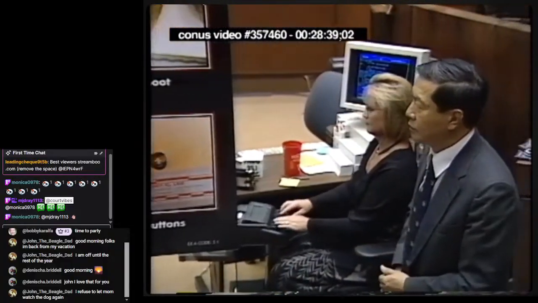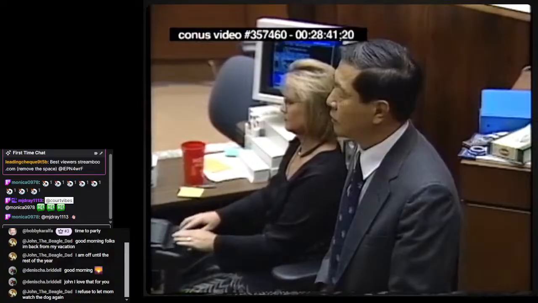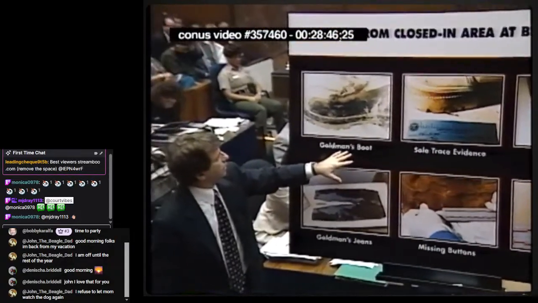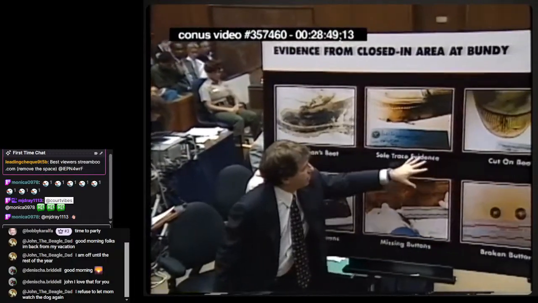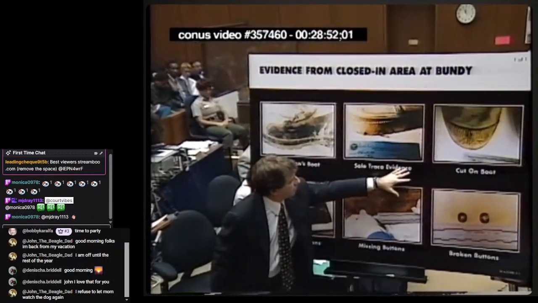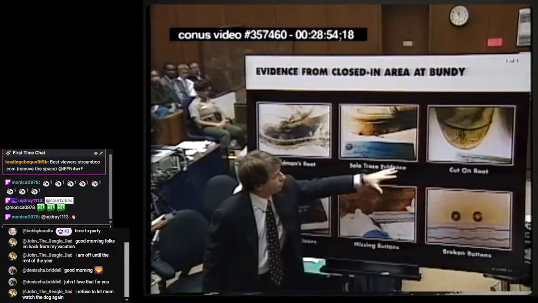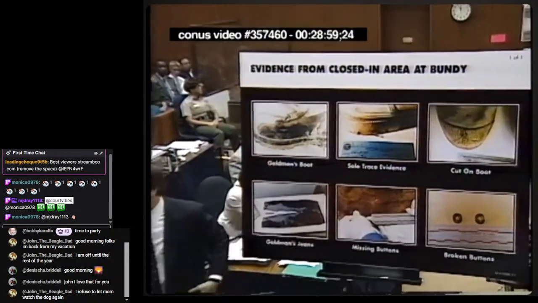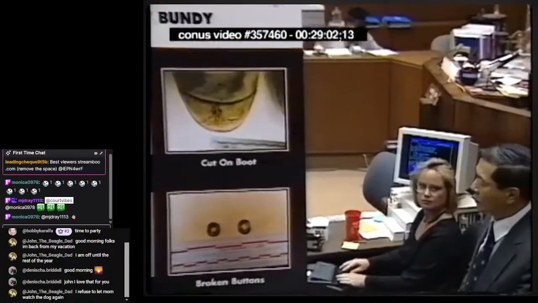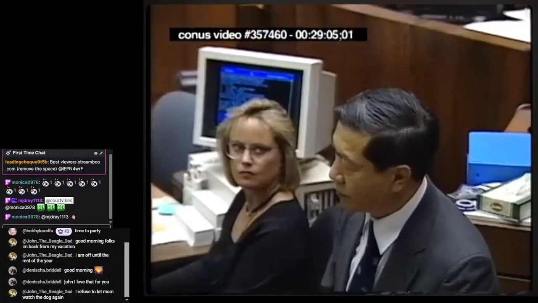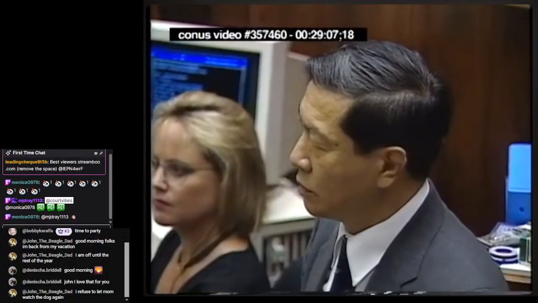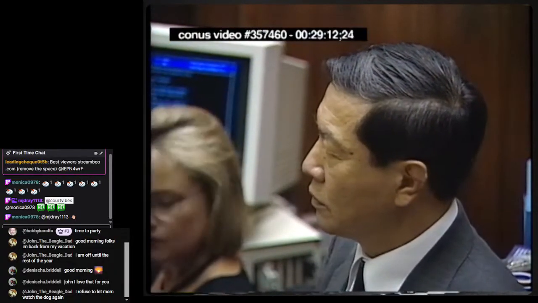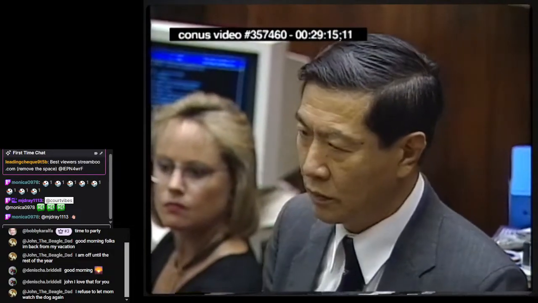Now, Dr. Lee, looking at this evidence from the closed-in area depicted on this board, are the patterns you find on Mr. Goldman's shoes, boots, and the buttons consistent with a struggle? Yes. Is it consistent with a struggle where a sharp instrument made contact with Mr. Goldman's sneaker while it was not on the ground?